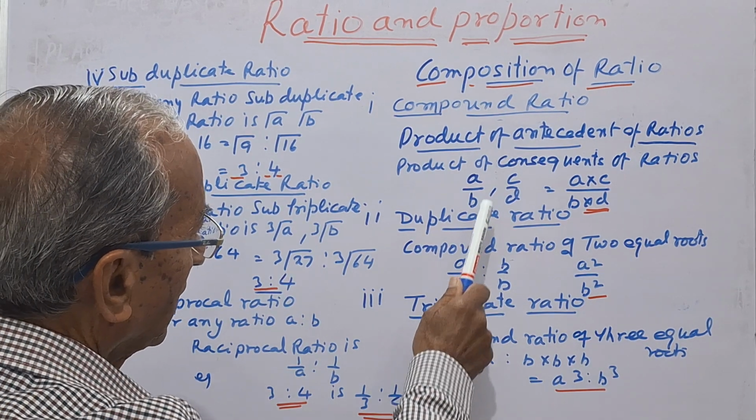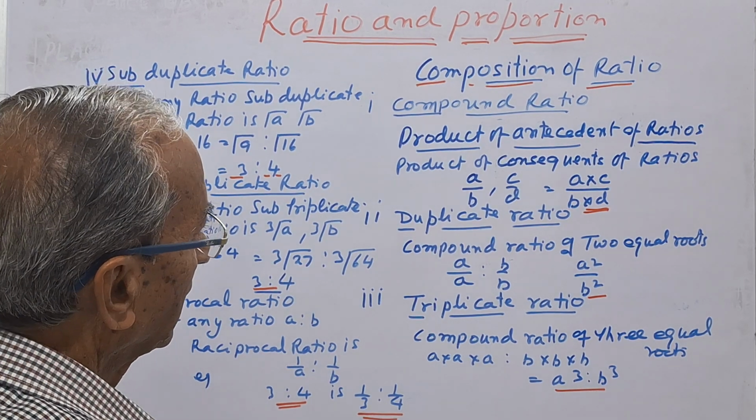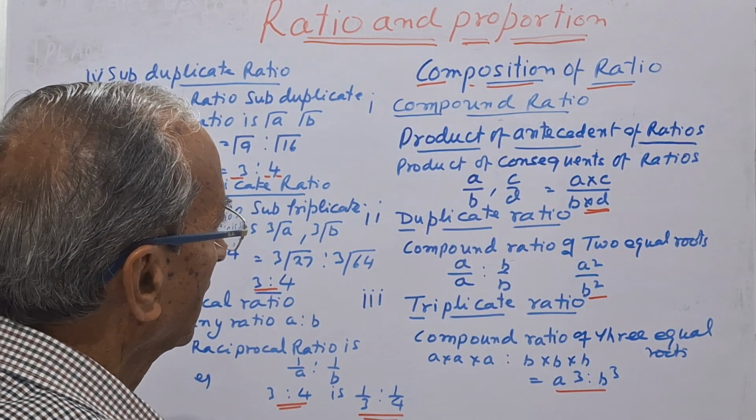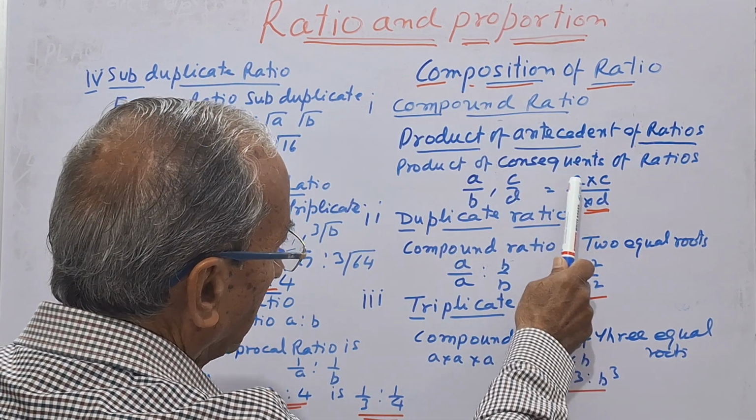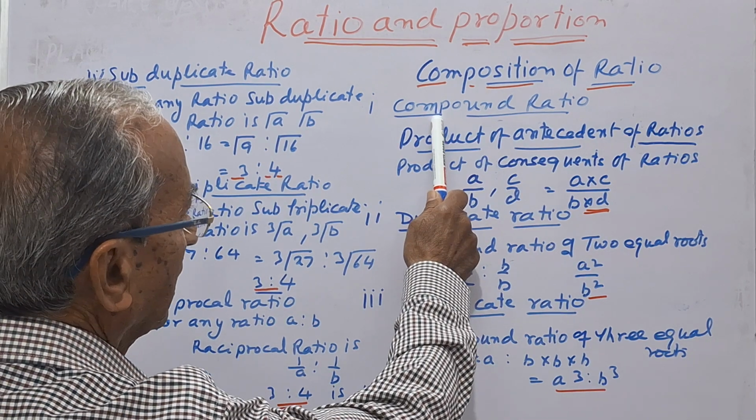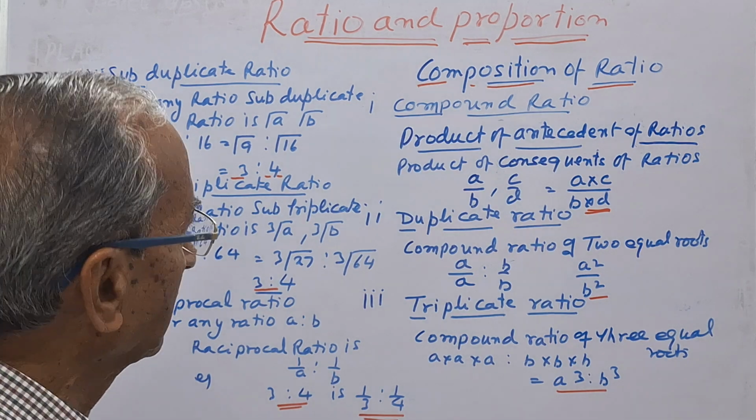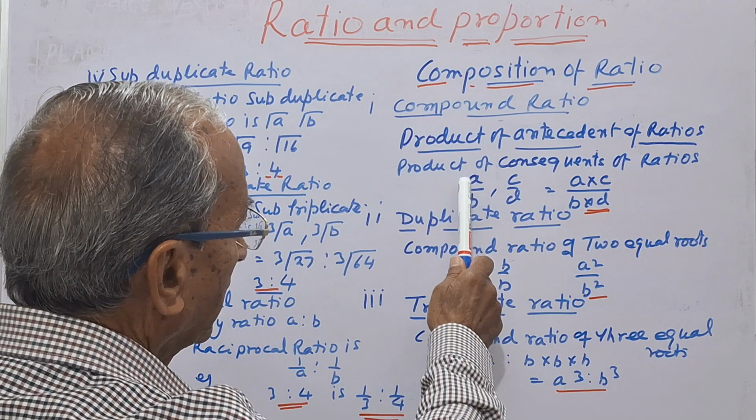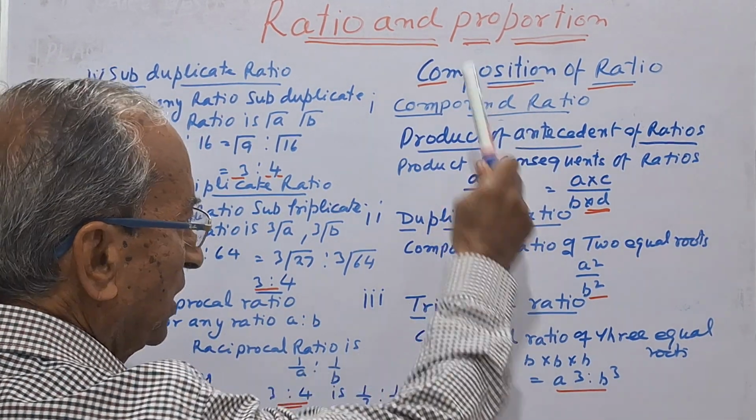That is, if A:B and C:D are the two ratios, here the product of antecedents is A into C, and the product of the consequents is B into D. So A into C upon B into D, this ratio is known as the compound ratio. So compound ratio is very important. The product of the antecedents and the product of the consequents of the different ratios is known as the compound ratio.